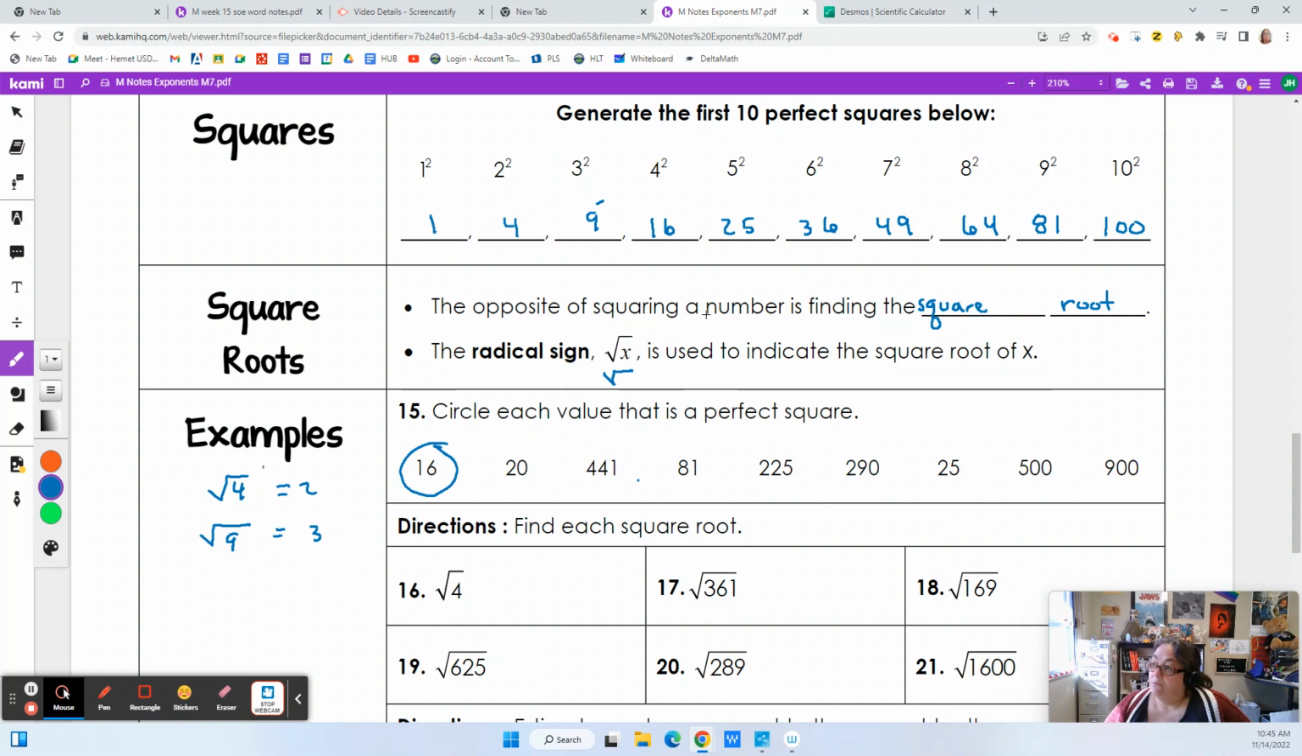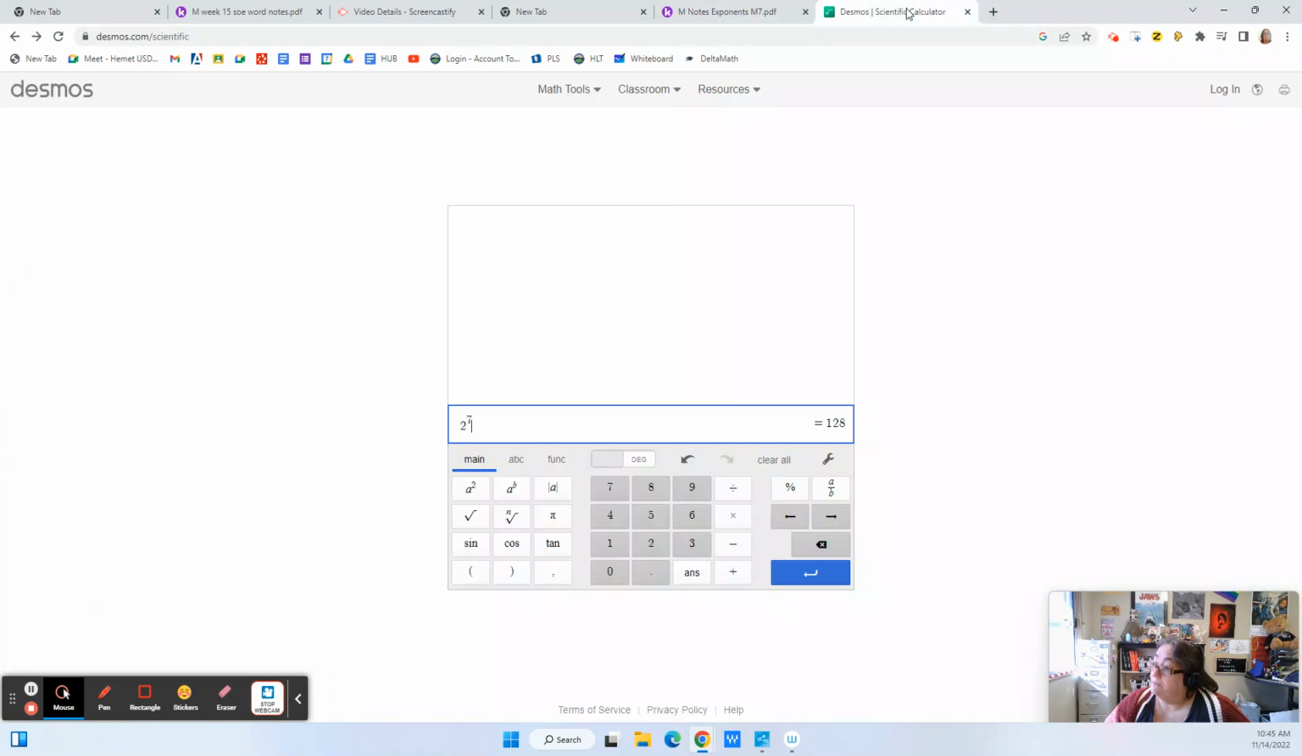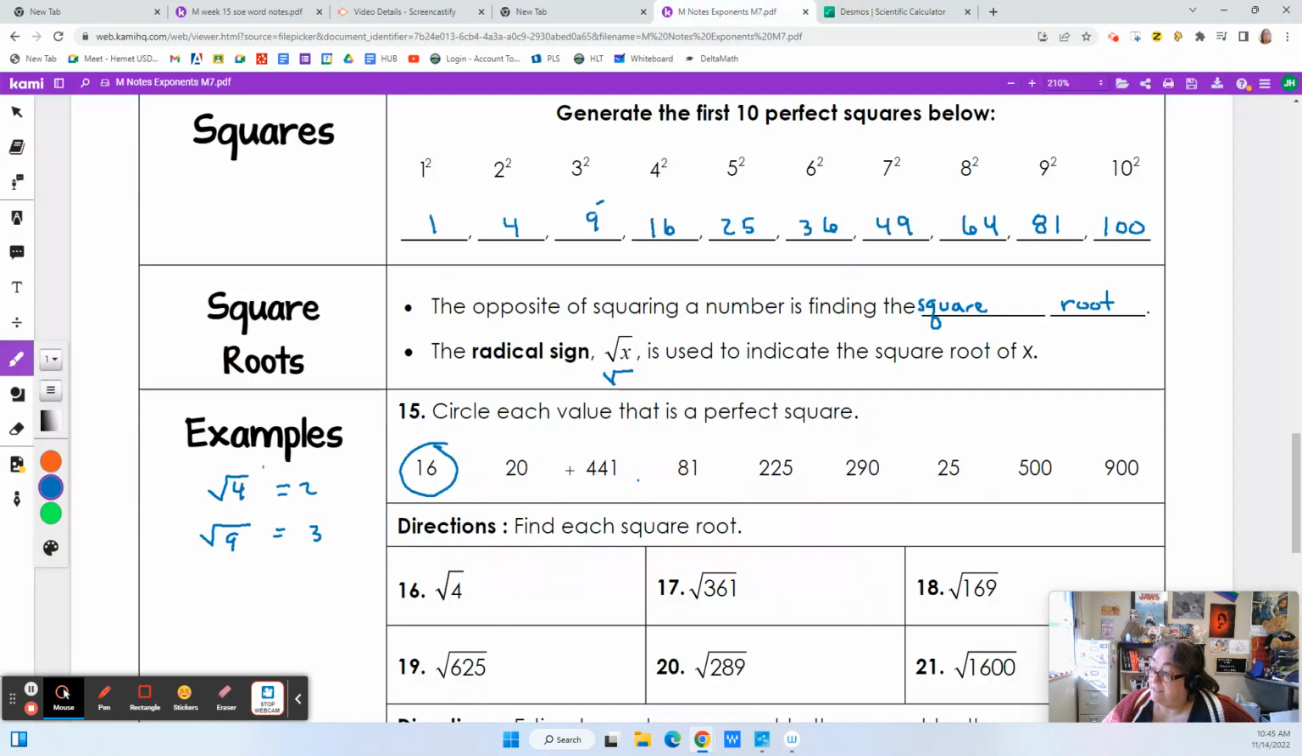What about 441? Well, here's what I know. I know that 20 squared is 400, and I don't know what 21 squared is, but how am I going to find out? Well, let's look at 21 times 21, right? Look at that. What did we get? Exactly what we were looking for. So we know that this is a perfect square, right? It's 21 squared.